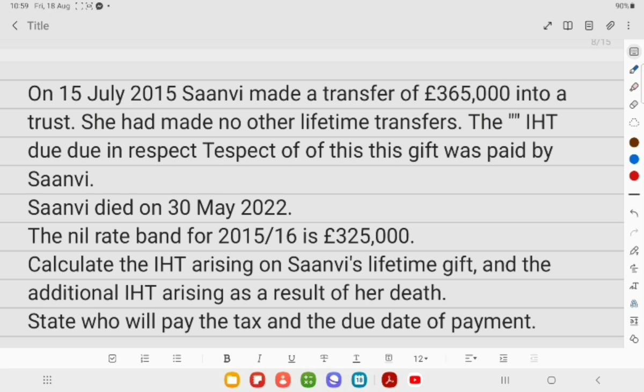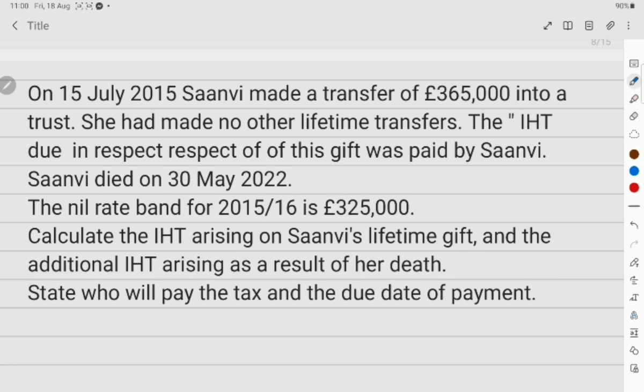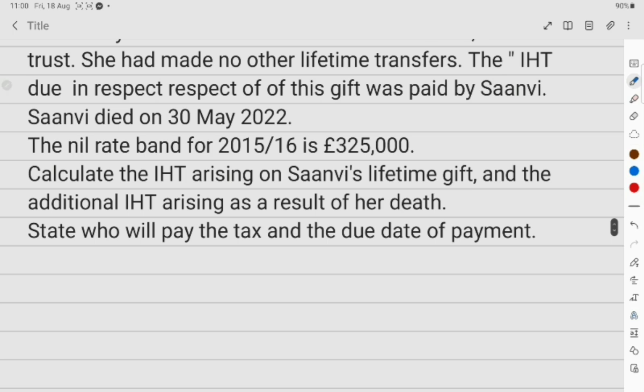On 15 July 2015, Sanvi made a transfer of 3,65,000 into a trust. She had made no other lifetime transfer. The IHT due in respect of this gift was paid by Sanvi. Sanvi died on 30th May 2022. The nil rate band for 2015-16 is 325. Calculate the IHT arising on Sanvi's lifetime gift and the additional IHT arising as a result of her death.